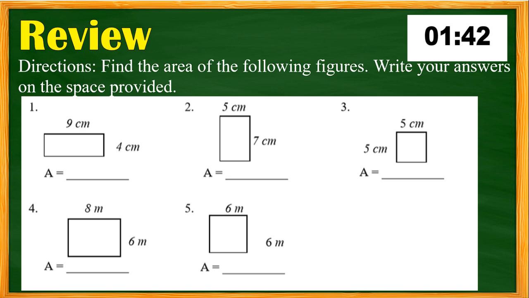So for number one, 9 centimeter by 4 centimeter, you're going to find the area. For number 2, 5 centimeter by 7 centimeter, area again. And for number 3, 5 centimeter by 5 centimeter dimension, area again. And for number 4, 8 meter by 6 meter. For number 5, 6 meter by 6 meter. So you have 1 minute and 17 seconds left. Comment down your answer in the comment section below. Make sure you have a unit of measurement.